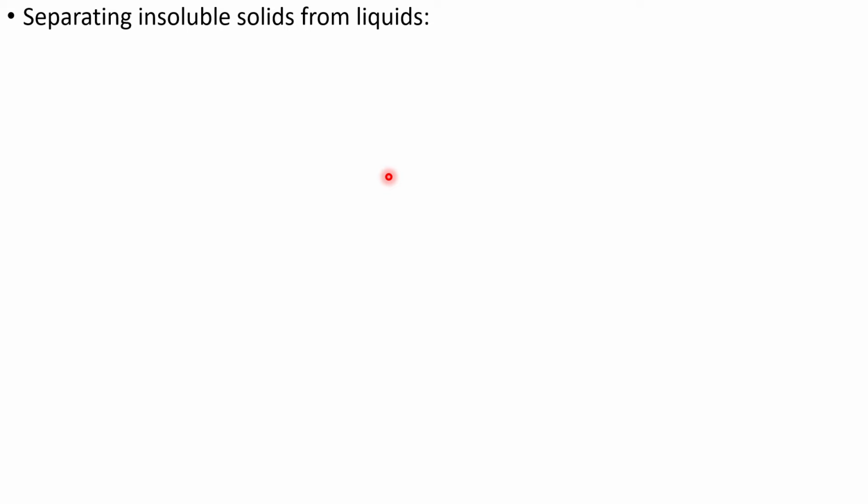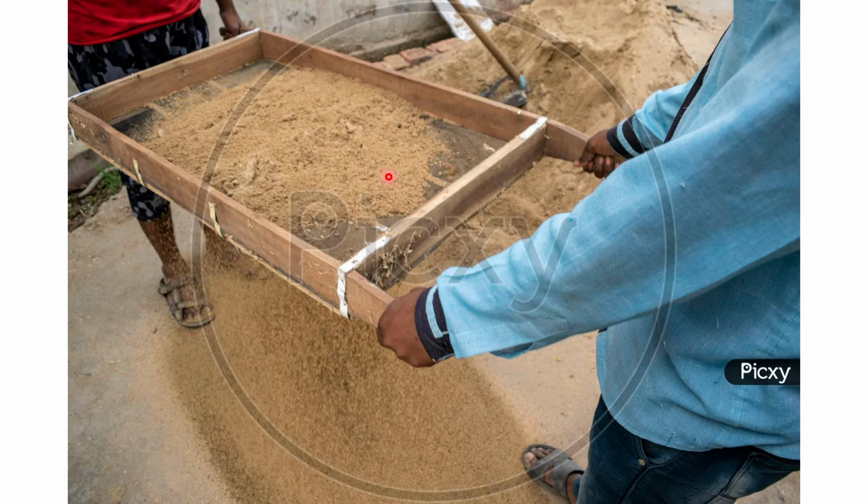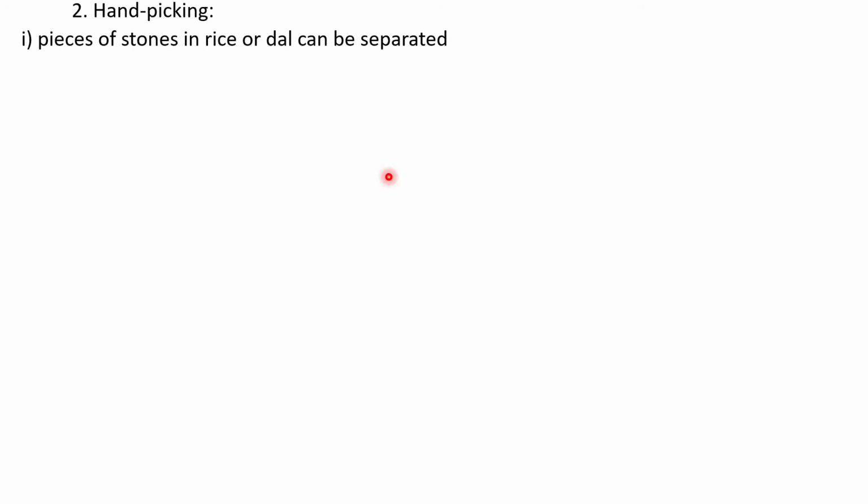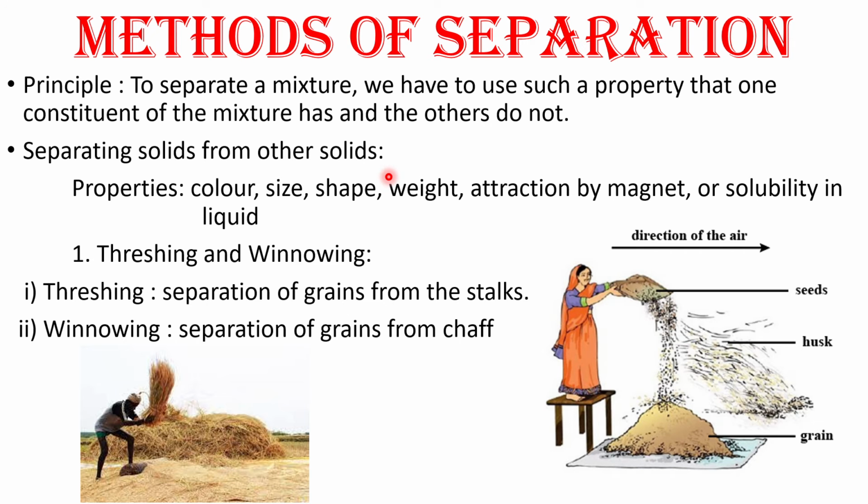Now next is separating insoluble solids from liquids. What we discussed till now is separating solids from other solids, and the major properties are color, size, shape, weight, attraction by magnet or solubility in liquid.